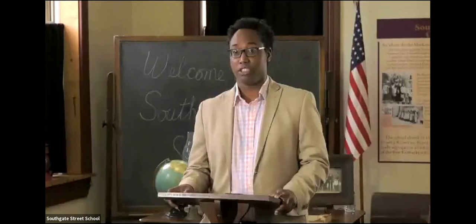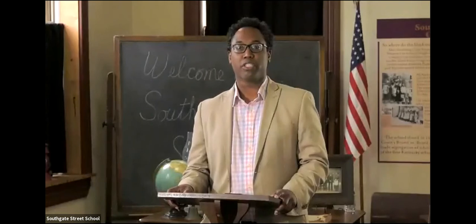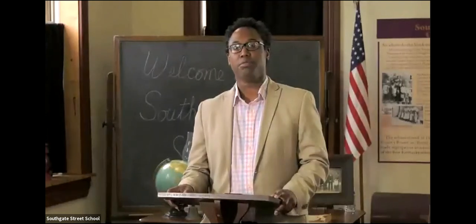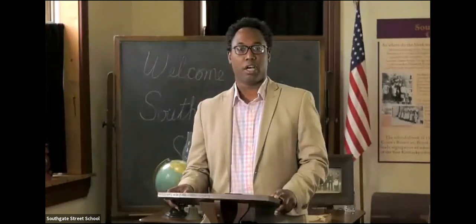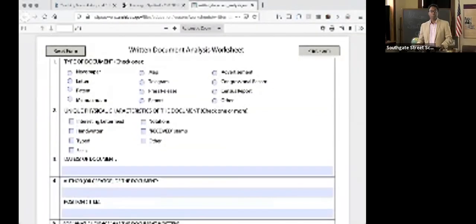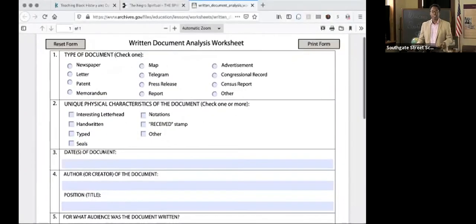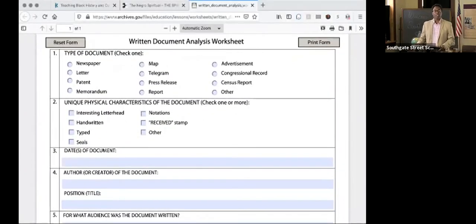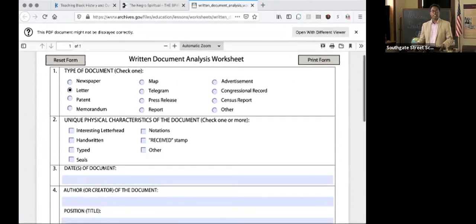You can have students become the historian. This is that inquiry model that we were talking about earlier. Students become the historian. They become the demographer. They become the social scientist. So look at category number 1. Students can check what type of document. Is it a letter? Is it other? And then they can go down. See, they're doing the work.